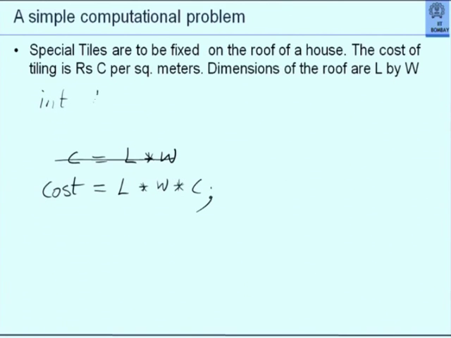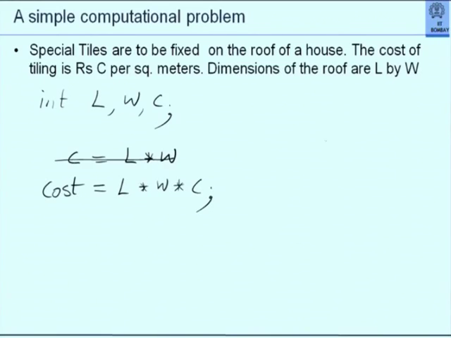What are the data types of L, W, and C? Suppose I write here as int L, W, C. Will that be correct? Why will it not be correct? Generally, the dimensions of any house roof need not be exact integers unless you measure in nanometers or something. So you measure in meters or feet or whatever, the normal scale, it will be a fractional number. We will get to see this the moment we write down some sample data values which we will be giving as input for this program.